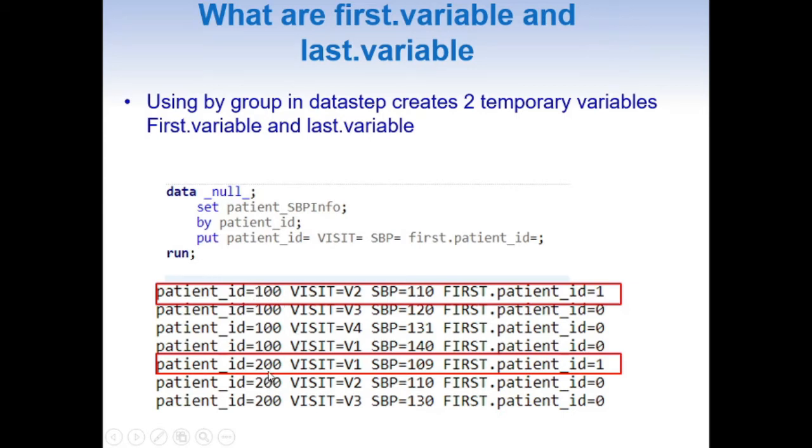Before going into those highlighted observations, let's try to understand what this whole thing is about. In the first observation, that is patient_ID equal to 100, visit equal to V2, SBP equal to 110, that is when I have my minimum SBP, my first.patient_ID equal to 1. First.patient_ID equal to 1 simply means this is the first observation in this group wherein our patient_ID equal to 100.